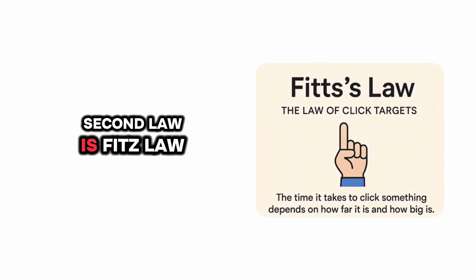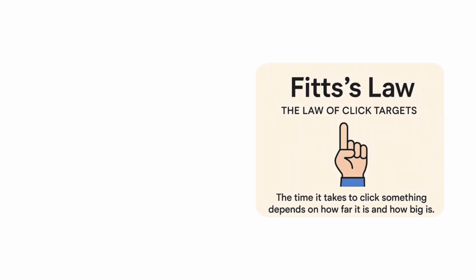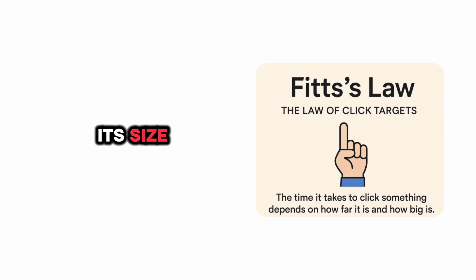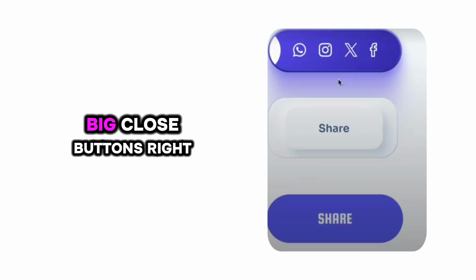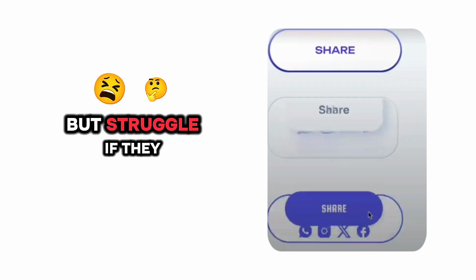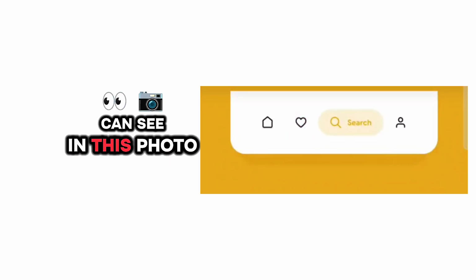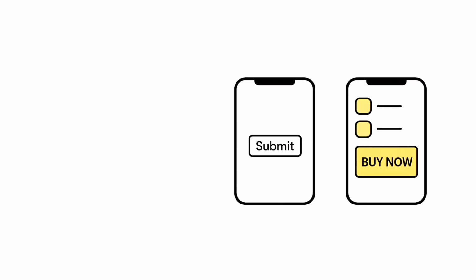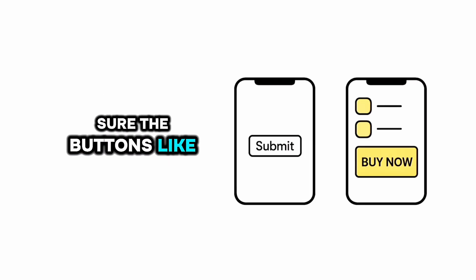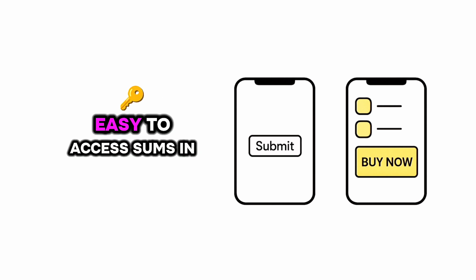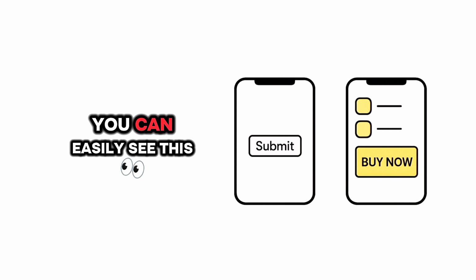The second law is Fitts's law. This law states that the time to reach a target depends on its size and distance. Users can quickly tap on big close buttons, right? But they struggle if the buttons are small and very far, like you can see in this photo. You have to make sure buttons like submit now, order now, or buy now are large and easy to access. In this picture you can easily see this.